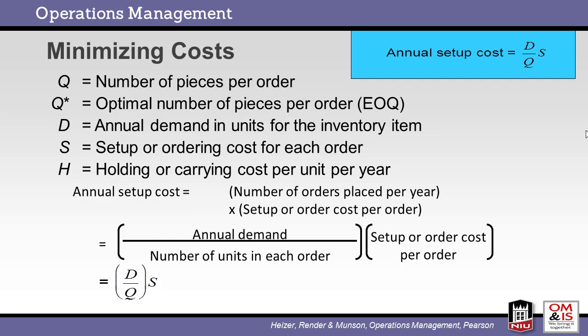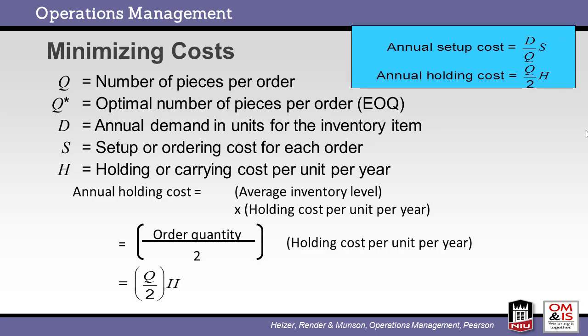Annual setup cost equals the annual demand divided by the quantity per order times the setup cost per order. Now we calculate the annual holding cost, which equals the order quantity divided by 2 times the holding cost per unit per year.